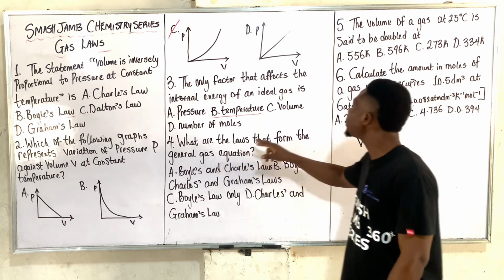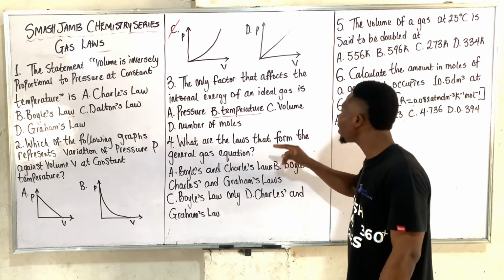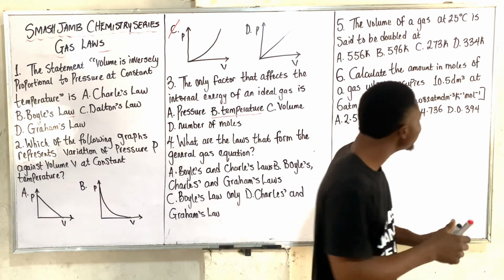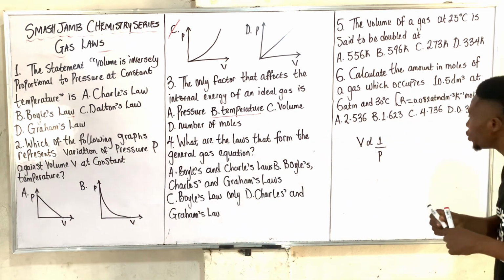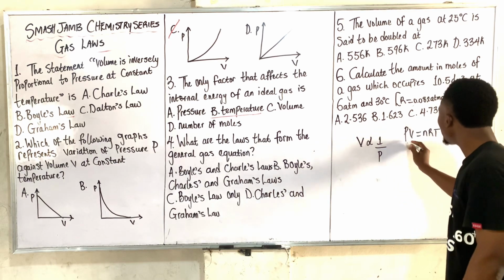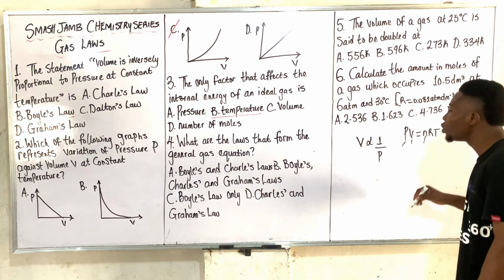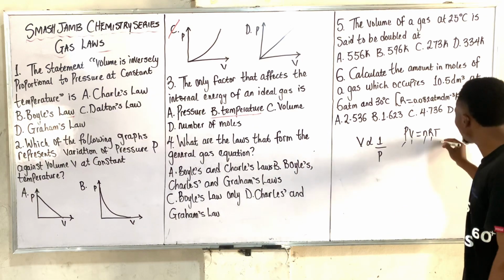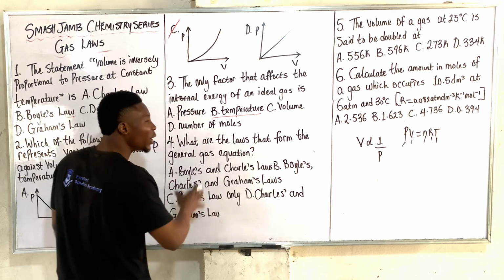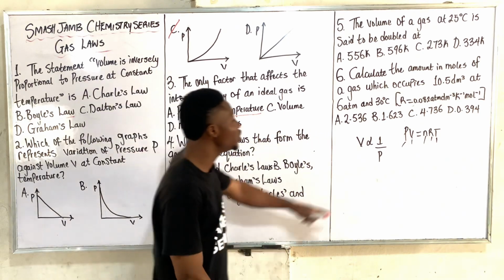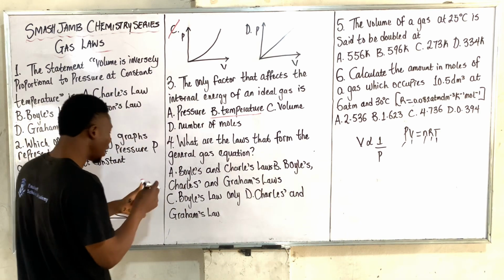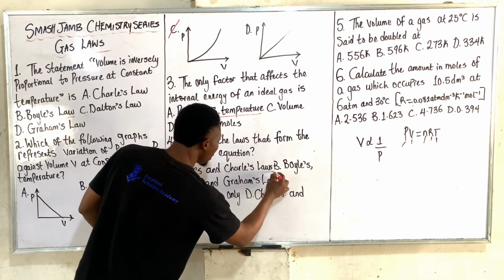It says, what are the laws that form the general gas equation? Let's remind ourselves, what's the general gas equation? The general gas equation is PV equals nRT, where P is the pressure, V is the volume, n is the number of moles, R is the gas constant, and T is the temperature. The gas laws that were combined to give us this general gas equation are Boyle's law, Charles' law, and Graham's law. So option B is our correct answer.